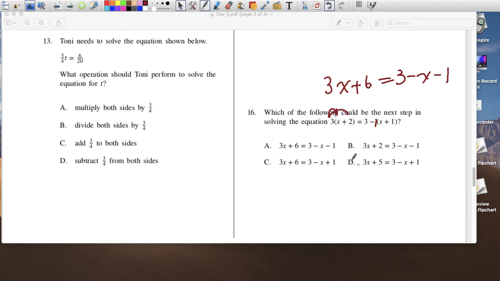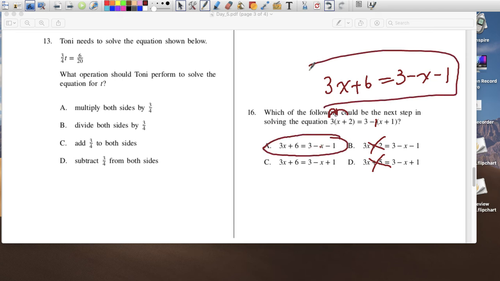Is there anything that looks like that? Well, 3x plus 6 should be on the left side. So this is garbage, this is garbage. 3x plus 6, 3 minus x minus 1. This looks exactly like what I have over here.